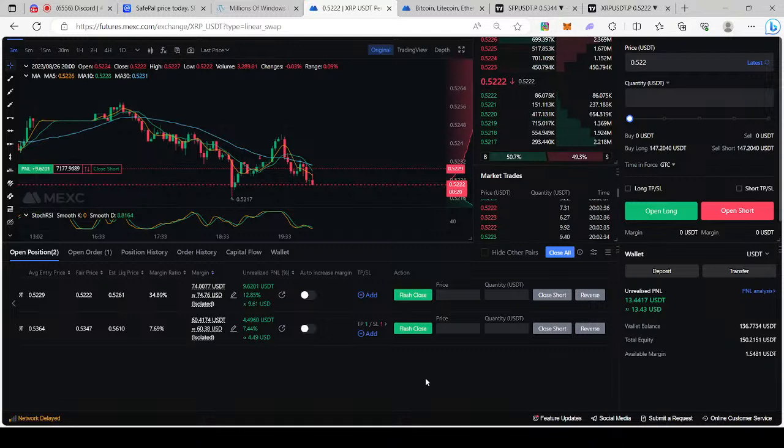Yeah, that's what I should have done. When you hit flash close, it closes on market. It takes all prices, and it's normally the worst. Ooh, that's disgusting. Okay, yeah, I never want to do that again.